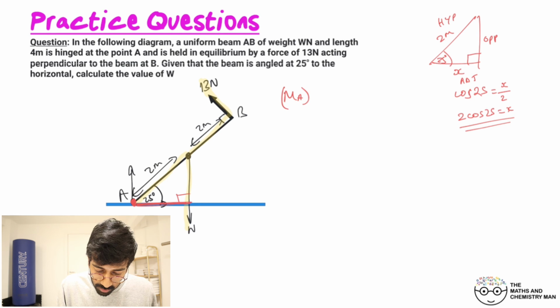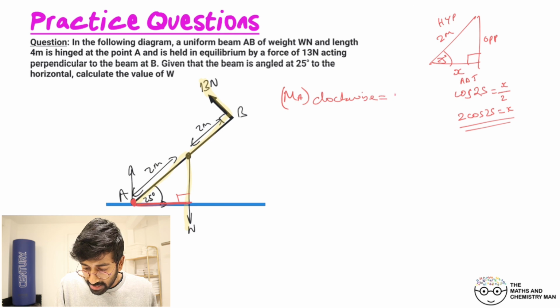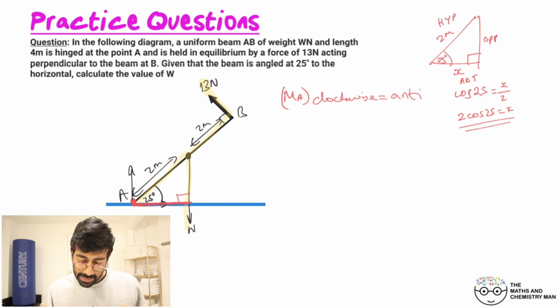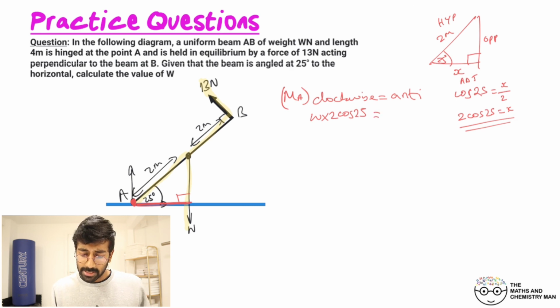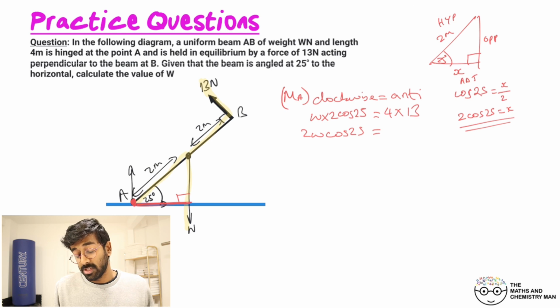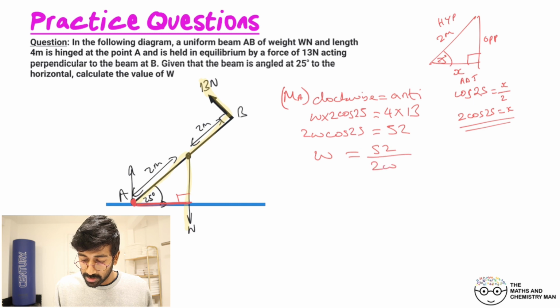That's our perpendicular distance. So we'll go clockwise equals, I'm just going to put anti for now, there we go. So clockwise equals anticlockwise. Now in the clockwise direction, that's going to be W times 2 cos 25. That seems good. And equals anticlockwise. Now with anticlockwise, that's 4 meters away, and we've got 13, so it's just going to be 4 times 13. So we've got W, or 2W if you like, cos 25 equals 52. And then divide that across, W is going to equal 52 over 2 cos 25.